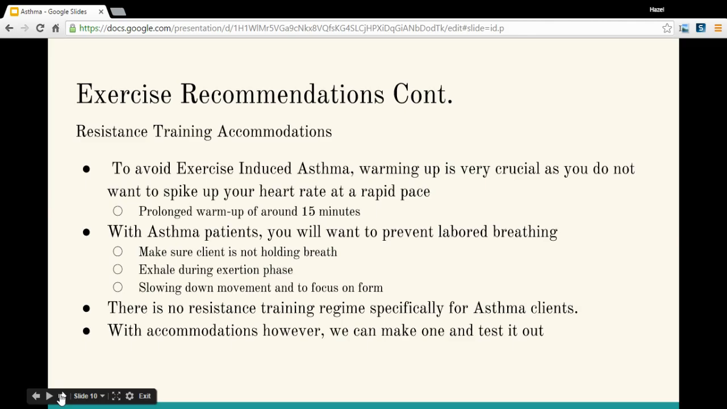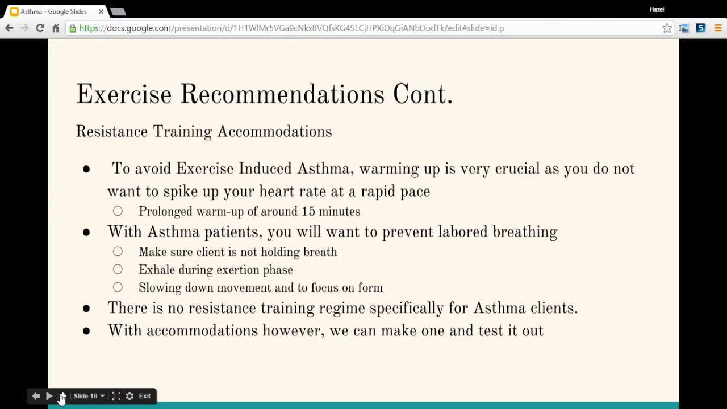As for resistance training, to avoid exercise-induced asthma, warming up is very crucial, as you don't really want to spike your heart rate. With a spiked heart rate, breathing increases, and when you increase breathing, you have a more likely chance to get exercise-induced asthma. So a prolonged warm-up, around 15 to 20 minutes, should suffice.